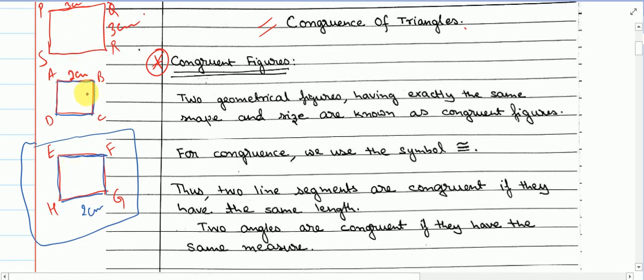As I said, you are supposed to write the chapter name, then congruence of triangles, then congruent figures, then the definition: two geometrical figures having exactly the same shape and size are known as congruent figures. For congruence we use a symbol, written like this: an equal to sign with a little curve.